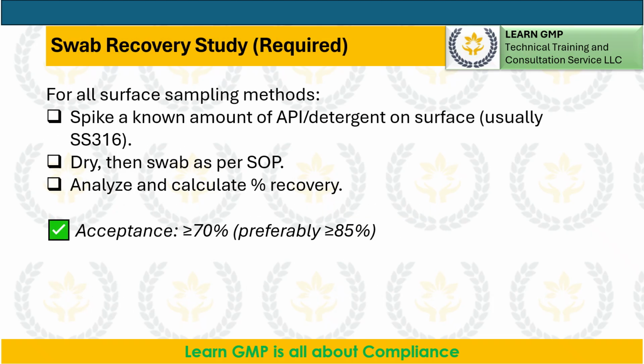Swab recovery study, required for all surface sampling methods. Spike a known amount of API or detergent on the surface, usually SS316. Dry, then swab as per SOP. Analyze and calculate percent recovery. Acceptance: greater than or equal to 70%, preferably greater than or equal to 85%.